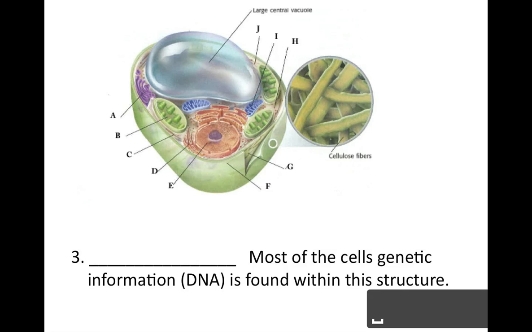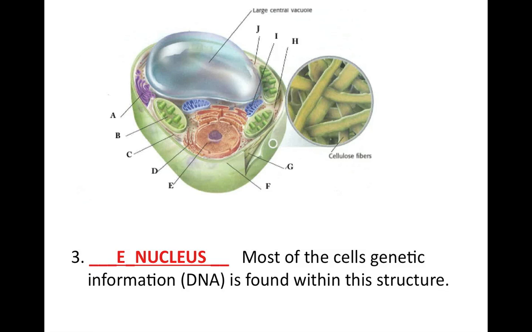Number 3. It's pretty fun, huh? Most of the cell's genetic information, DNA, is found within this structure. This is not a really tough one, but this would be the nucleus. So letter E, the nucleus. I say most because in reality, in the chloroplast and in the mitochondria, there's also a little bit of DNA there too.